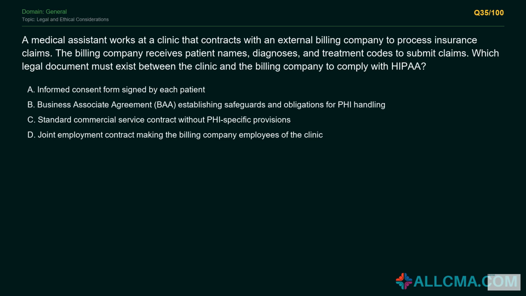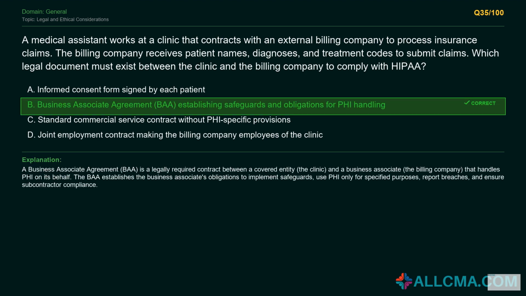Informed consent form signed by each patient. Option B, Business Associate Agreement, BAA, establishing safeguards and obligations for PHI handling. Option C, Standard Commercial Service Contract without PHI-specific provisions. Option D, Joint Employment Contract making the billing company employees of the clinic. The correct answer is B.